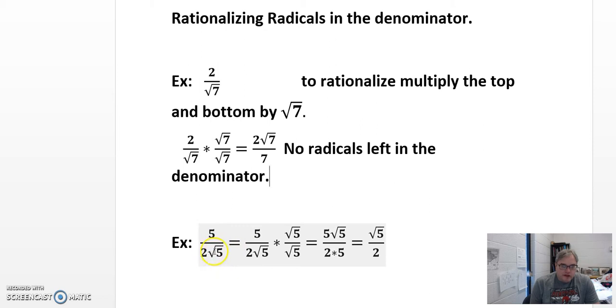Another example, 5 over 2 square root of 5. Well, the problem is not the 2, it's this radical 5. So I'm going to multiply top and bottom by radical 5. Top is 5 radical 5 over 2 times 5, because radical 5 times radical 5 is 5. And then I notice these 5s cross off, and that would give me square root of 5 over 2.